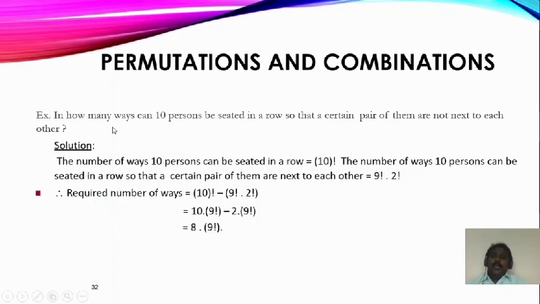Here he has asked: in how many ways can 10 persons be seated in a row so that a certain pair of them are not next to each other? I have the formulas: 10 persons can sit in 10 factorial ways. The number of ways in which the pair sits next to each other is 9 factorial into 2 factorial. So the required number of ways is 10 factorial minus 9 factorial into 2 factorial, that is 8 into 9 factorial.